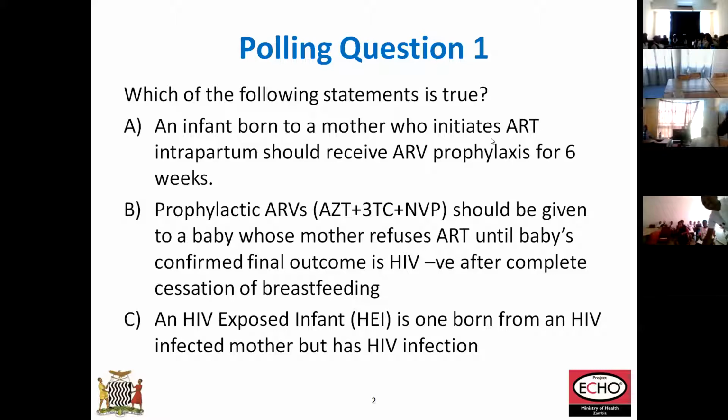So which of the following statements is true? A, an infant born to a mother who initiates ART intrapartum should receive ARV prophylaxis for 6 weeks. Or B, prophylactic ARVs should be given to a baby whose mother refuses ART until the baby is confirmed HIV negative after complete cessation. Or C, an HIV-exposed infant is one born from an HIV-infected mother but has HIV infection. So we've had quite some minutes, so we can end the polling just here. So I'll move on to the next one.